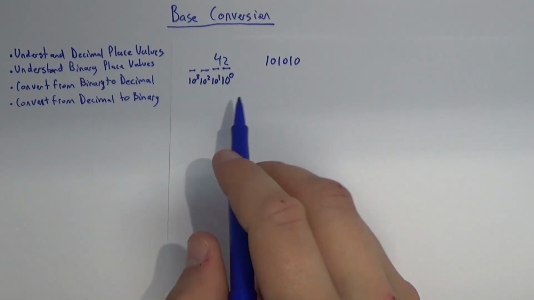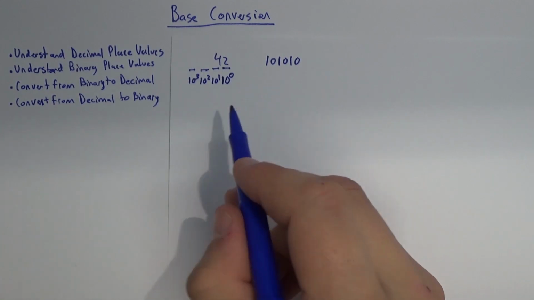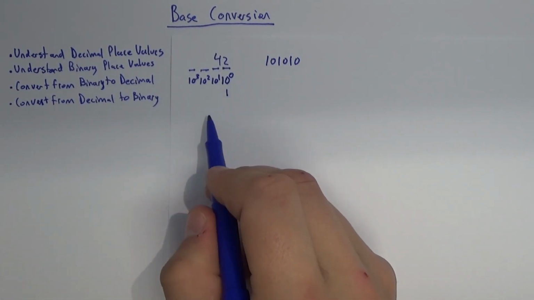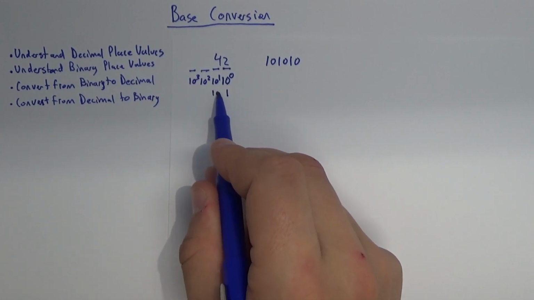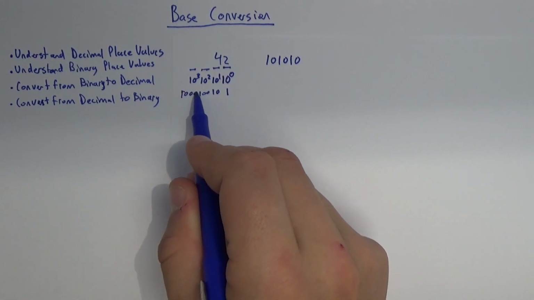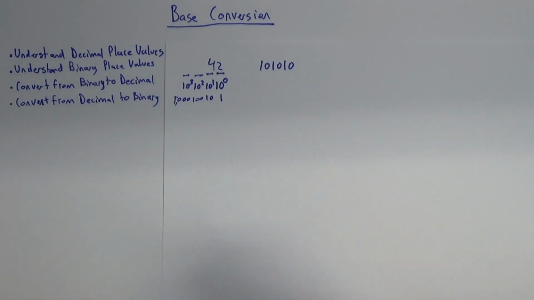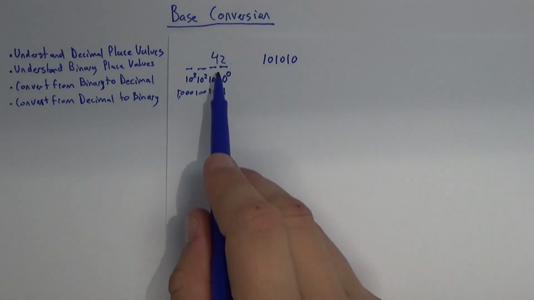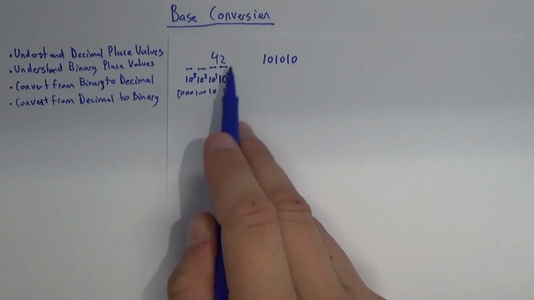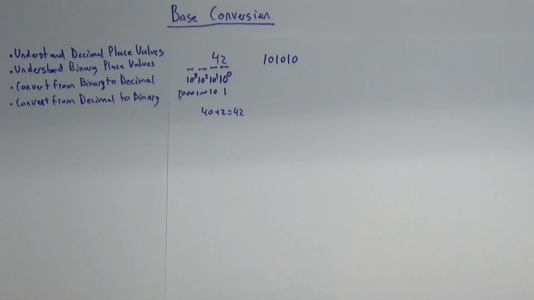So the first place value is always raised to the 0 exponent. Any number raised to a 0 exponent is just 1. 10 raised to the first power, 10 to the 1, is going to be 10. 10 squared is 100, and 10 cubed is 1,000. And so we have our different place values in our base 10 system: 1, tens, hundreds, thousands, and so on. So what this number 42 means is that I have 4 tens and 2 ones, or 40 plus 2, which equals 42. Now that's fairly straightforward.